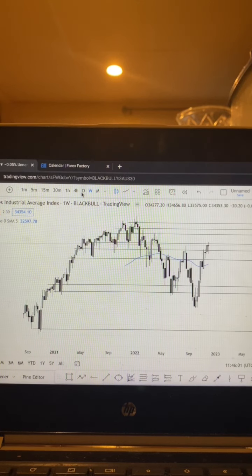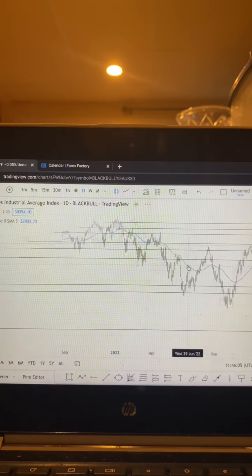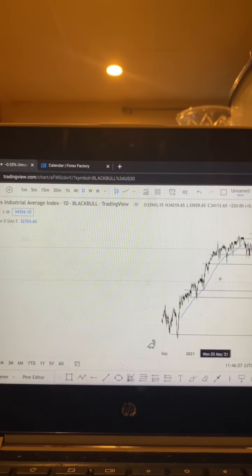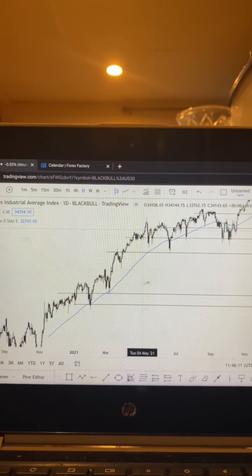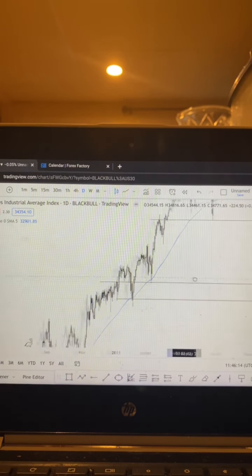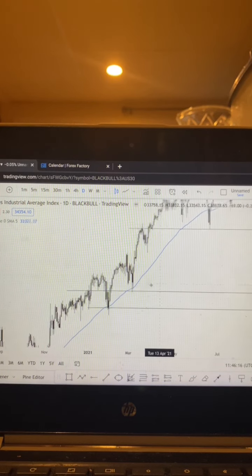So, got my monthly levels marked out. The next levels that I mark out is the daily, right? And again, you have to go to the left. Do not mark your daily levels anywhere else. You have to mark them all the way to the left as possible, right?